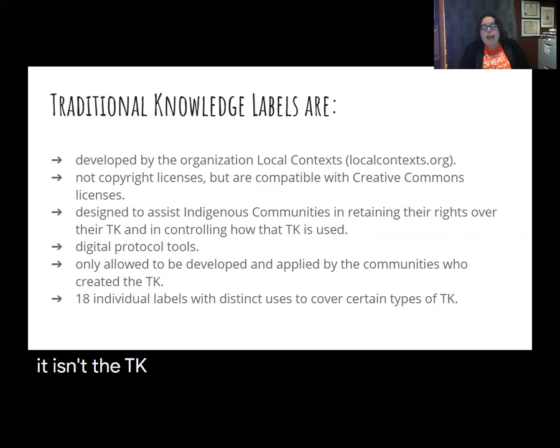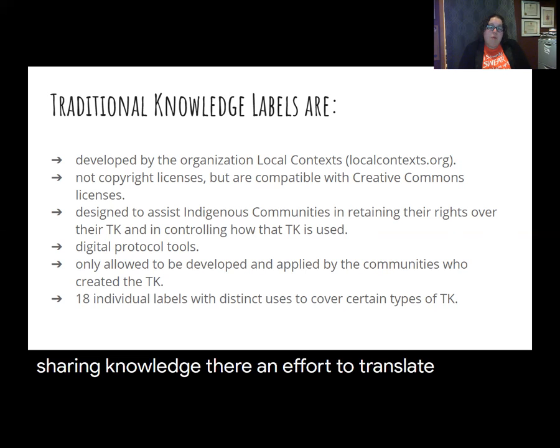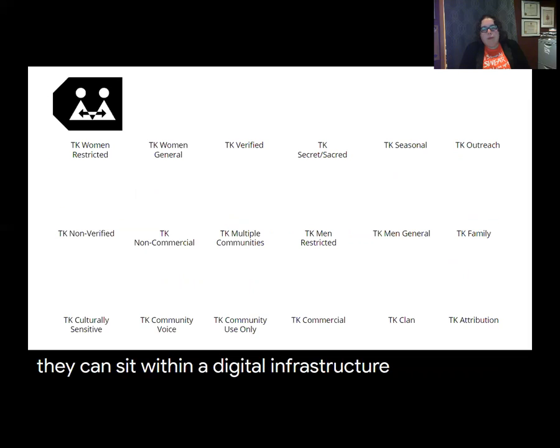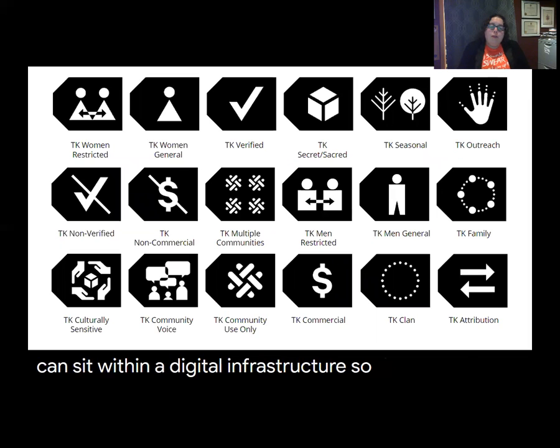The TK labels act as a digital cultural protocol for sharing knowledge. They're an effort to translate the traditional written protocols into protocols that can sit within a digital infrastructure. So the goal of the labels is to return control of Indigenous knowledge to Indigenous communities.